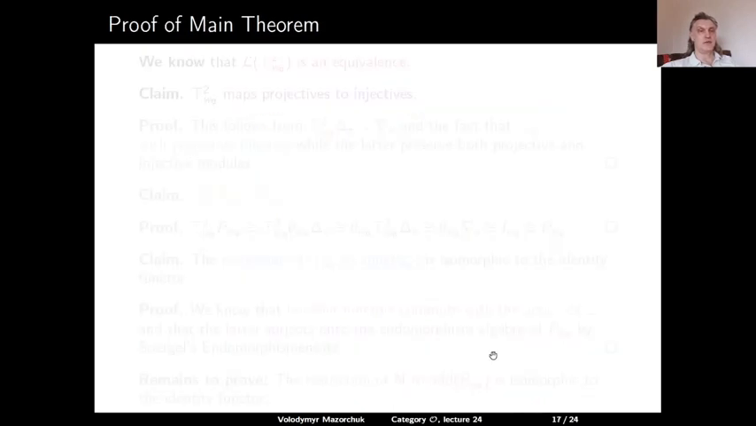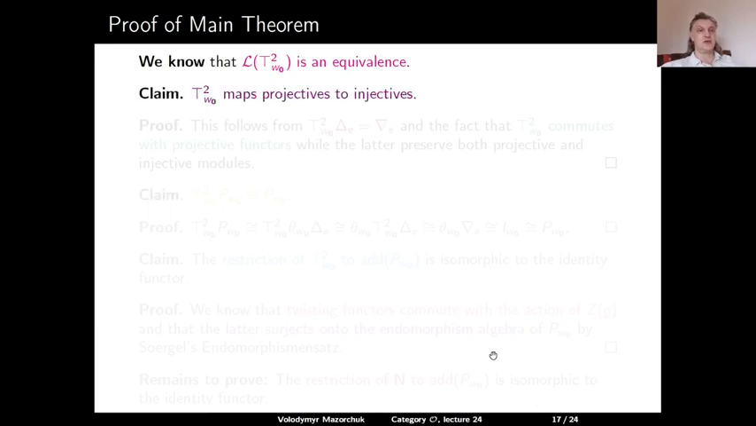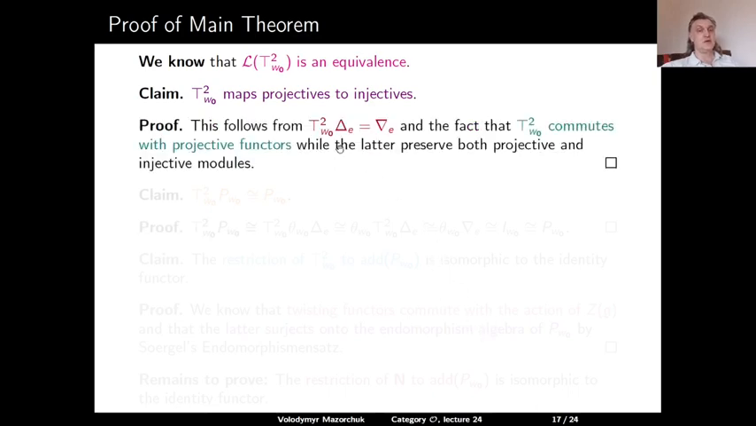Okay, so let us prove our main theorem. Well, we already know that the left derived of T_{w0} squared is an equivalence. So let's check that T_{w0} squared maps projectives to injectives. We know that T_{w0} squared maps Δ(e) to ∇(e), and we know that it commutes with projective functors. Applying projective functors to Δ(e), we can get all projectives, and since projective functors preserve both projective objects and injective objects, we get the claim.